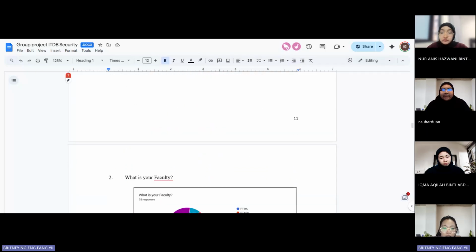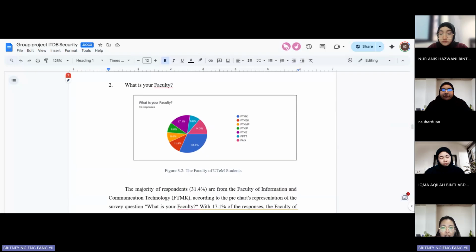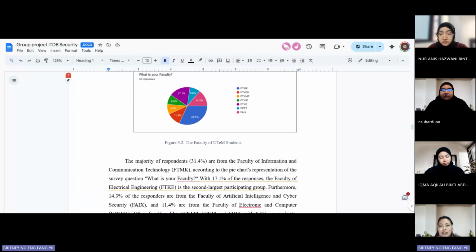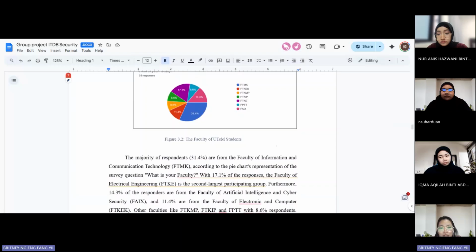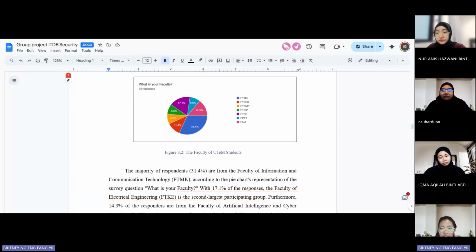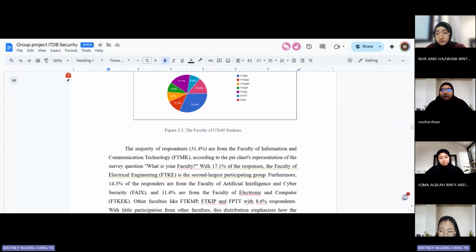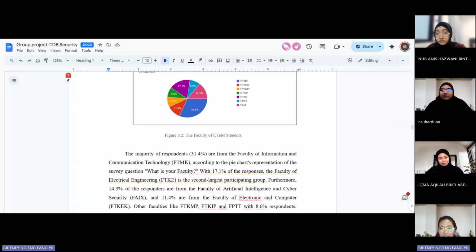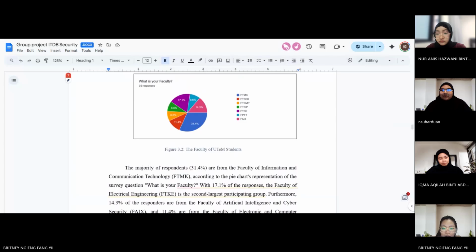So next, question 2 for the demography will be, what is the faculty? As we introduced, they come from different faculties, right? In these faculties, the largest one will be FTMK, Fakulti Teknologi Maklumat. So these are our 35 students involved in these faculties, which has FTKE, FTKK, like that.